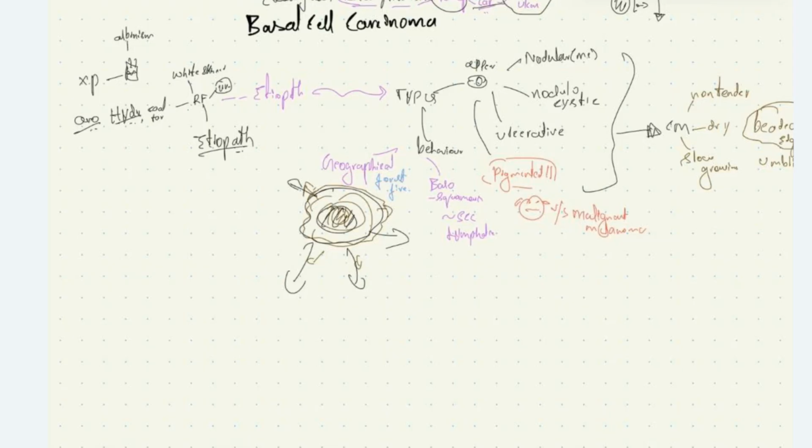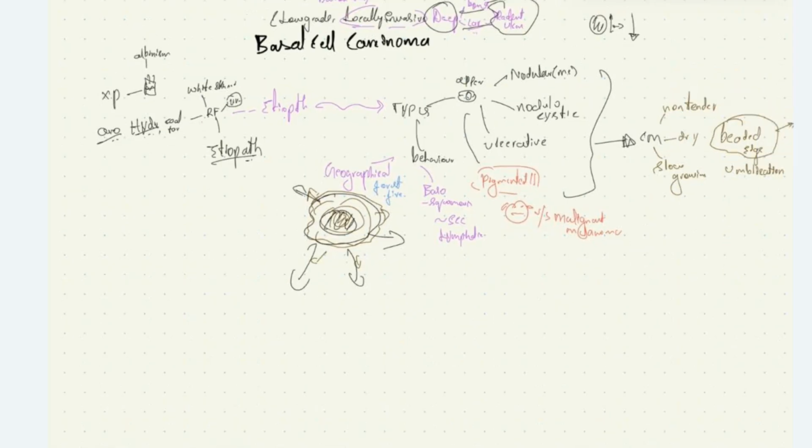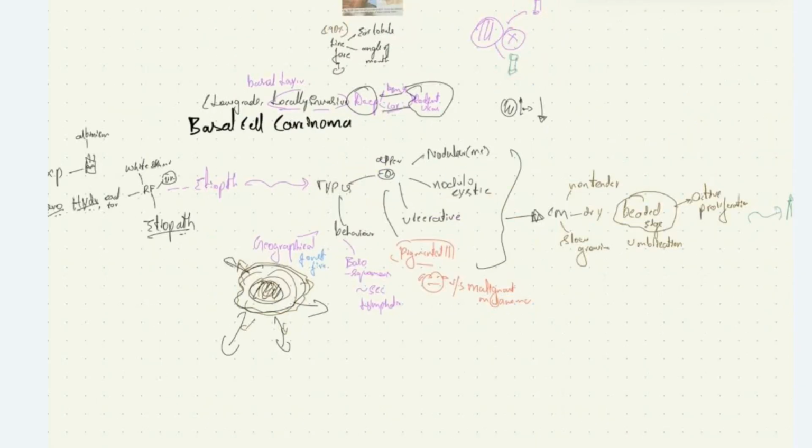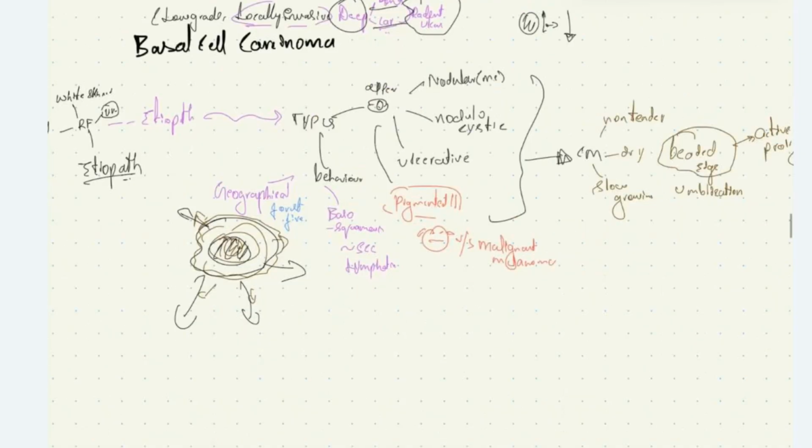We also have another type called basosquamous carcinoma. The basal cell carcinoma, we know, doesn't spread through lymphatics and the hematogenous route. It only spreads locally. If there is spread of basal cell carcinoma through lymphatics, similar to squamous cell carcinoma, that is called basosquamous type of basal cell carcinoma.